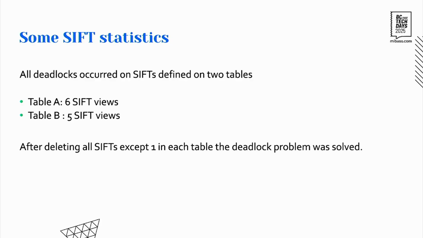I'm not saying that, in this case, I deleted all of them to achieve this result. There was still 1 SIFT view left on every table, the most important, the most crucial for reads. And having even 1 SIFT view instead of 5 and 6 on each table resolved the situation. I don't want to say that 1 SIFT view is a safe haven, like, define only 1 SIFT view on a table and it's secure.